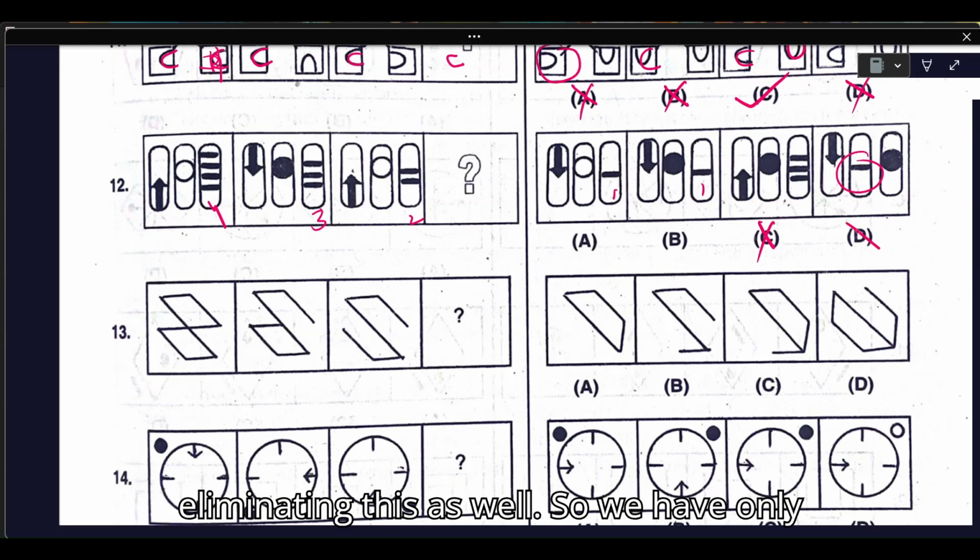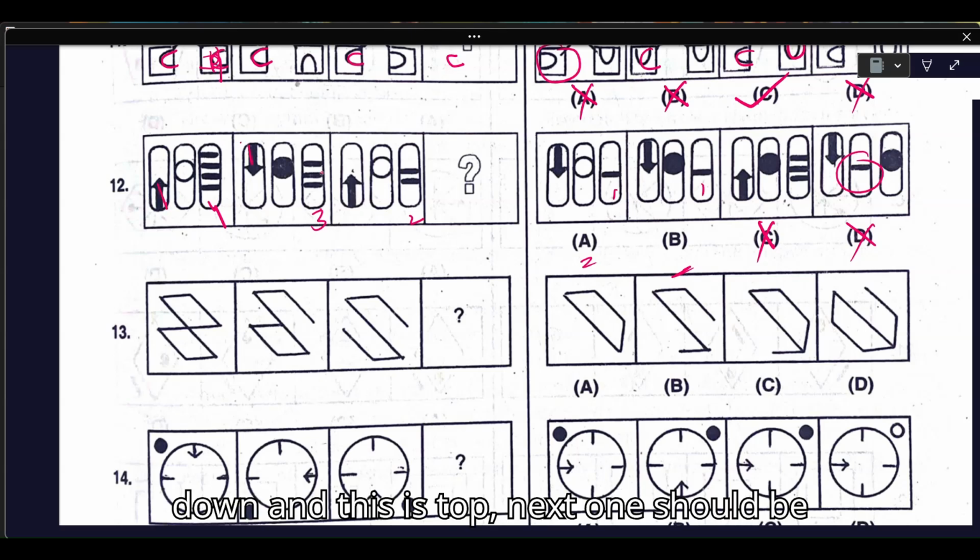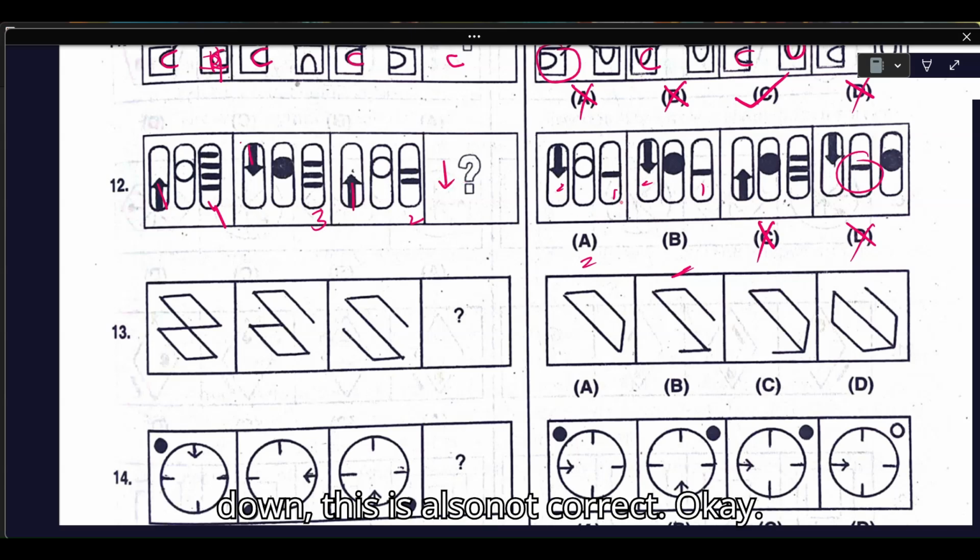So we will be eliminating this as well. So we have only 2 options left. And then look at the directions. This is top, and then down, and this is top, next one should be down. So this is also down, this is also down, correct.